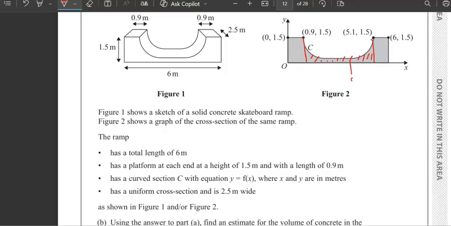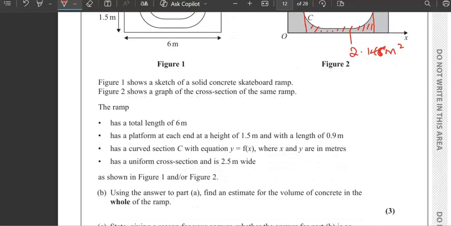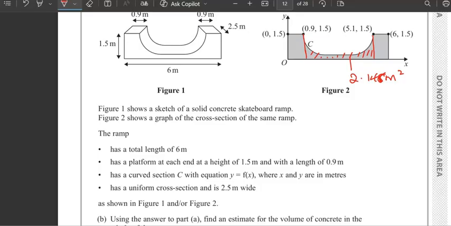And this one is what we have as 2.148 square meters. But if you look at this, the far ends, on the left hand side we have a rectangle, and also on the right hand side we have a rectangle. So for us to get the volume of concrete in the whole ramp, and remember volume is the area of the cross section times length. So first we need to get the total area of the cross section.